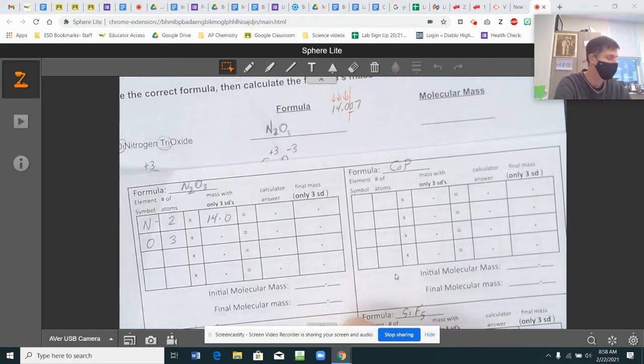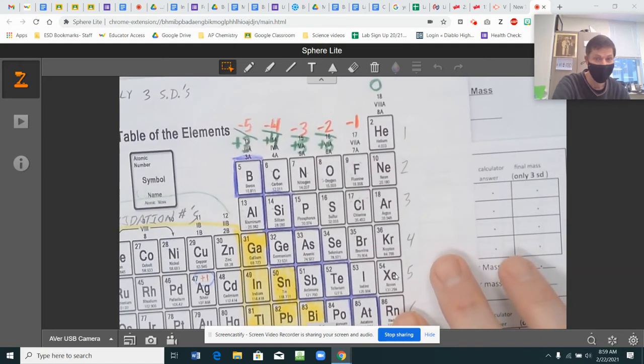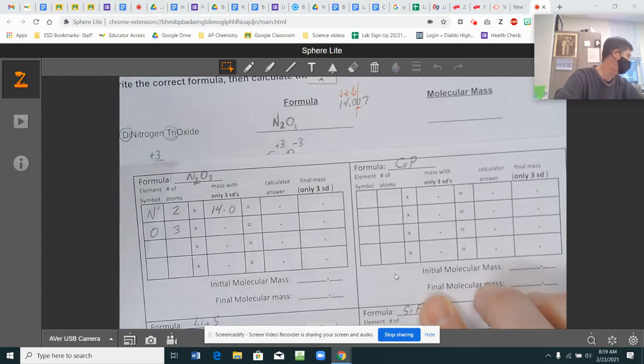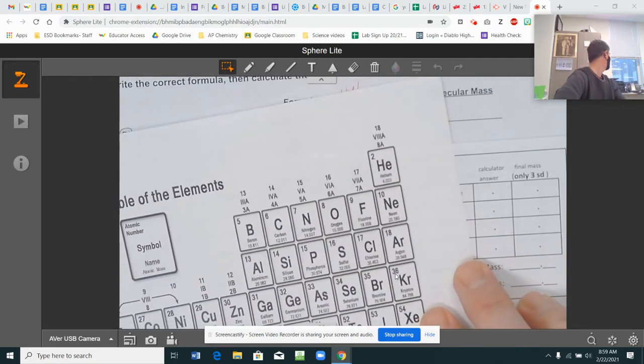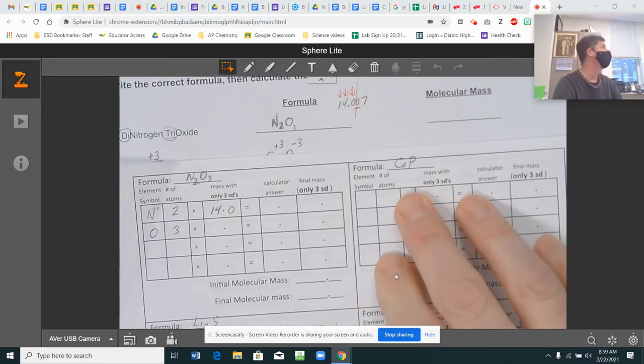Pardon? 12.0. You grabbed carbon. I want oxygen. That's okay. That's a common thing. I'm going to get you guys a better one. I'm trying to figure out where I have the other one. Okay. How many people say 15.9? Okay, a couple of you.